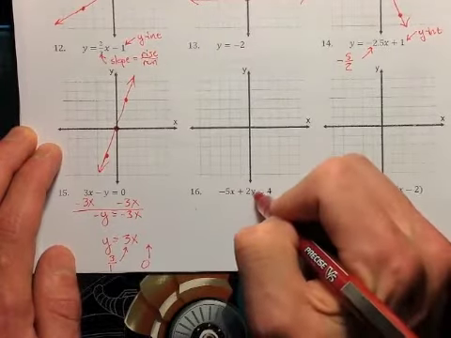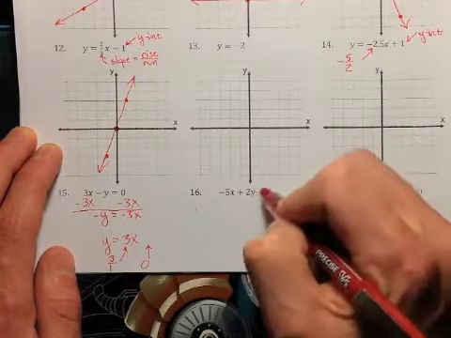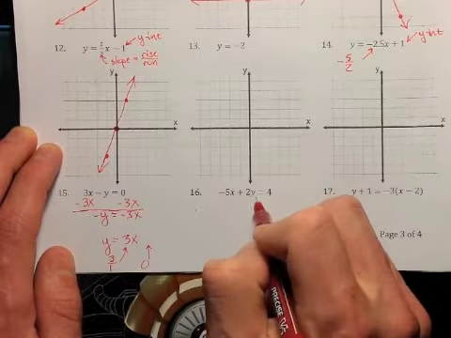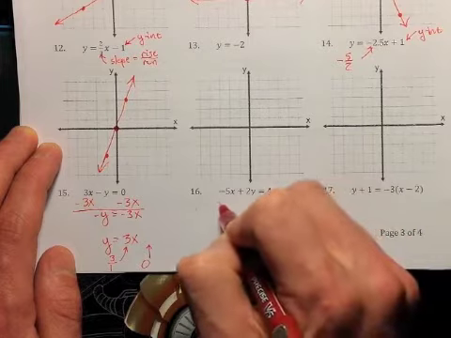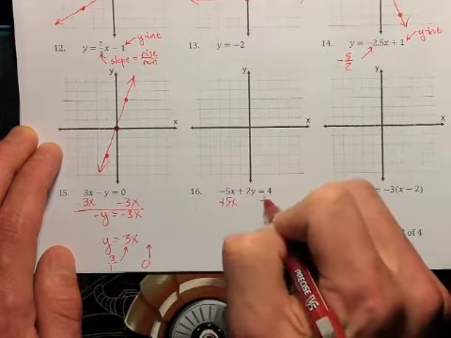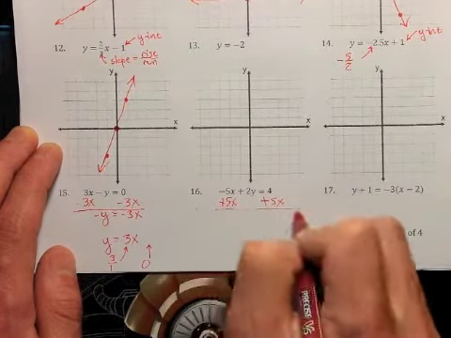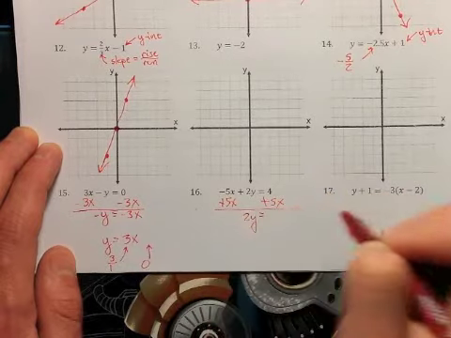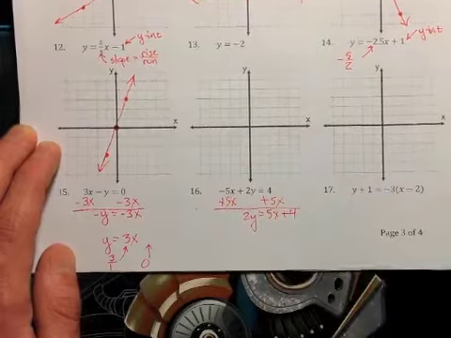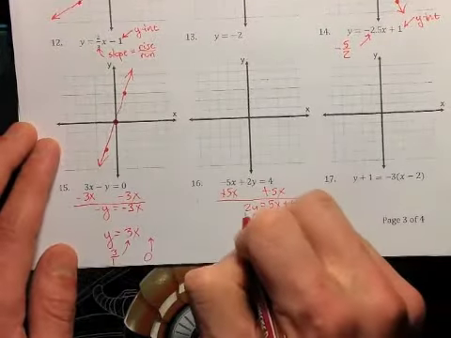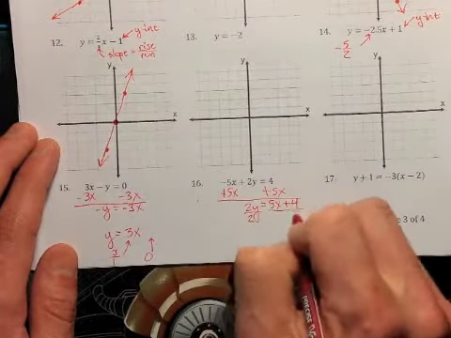Now, let's do the same exact thing with number 16. We need to write it in slope-intercept form because currently it is in standard form. The x and the y are both on the same side. So let's move them to opposite sides and solve for y. So we're going to add 5x to both sides now. So 2y is equal to 5x plus 4. And now I'm going to divide both sides by 2.